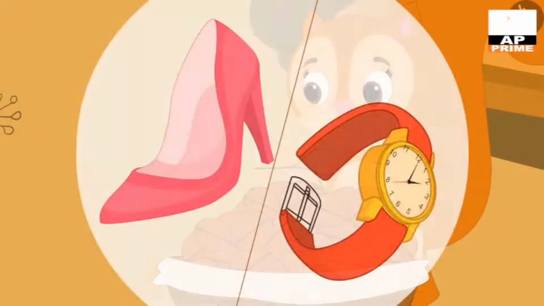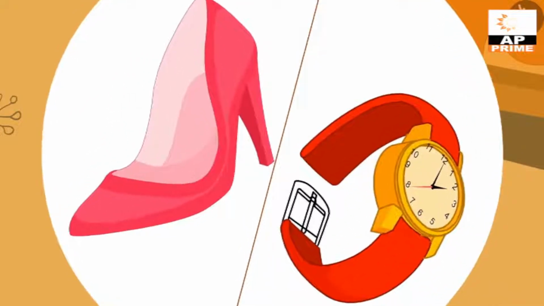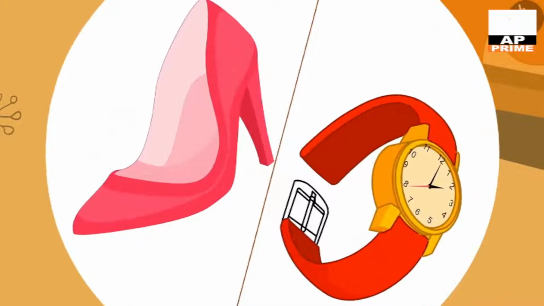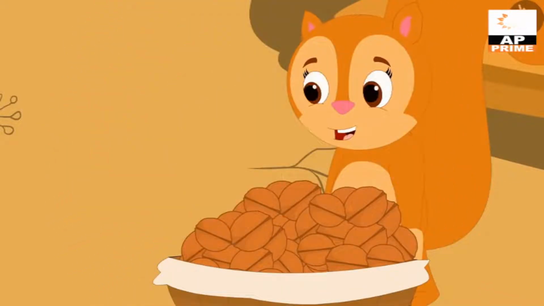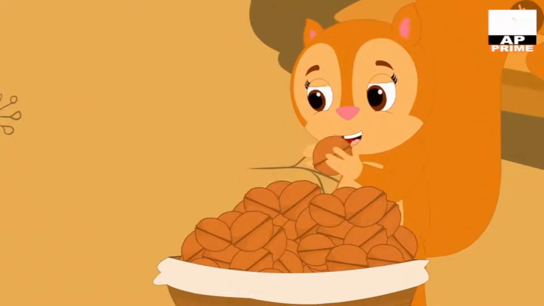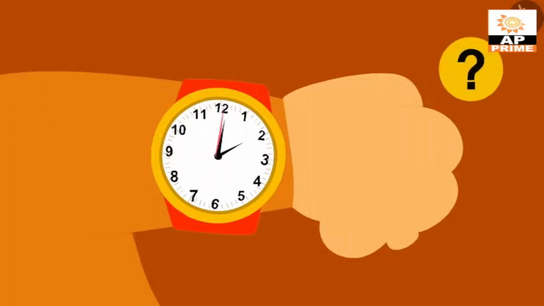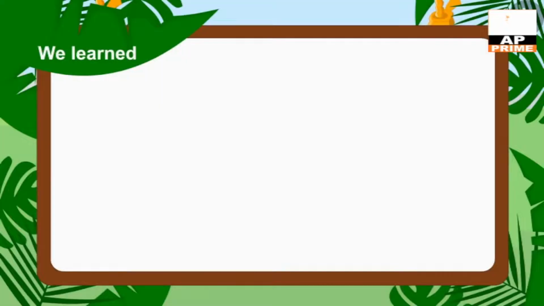Chanda is sad that her shoe was lost and that the watch also disappeared. But Chanda was very happy to see her walnut basket and gladly started eating the walnuts. Now, what will happen to that magic watch? We will see in the next video.